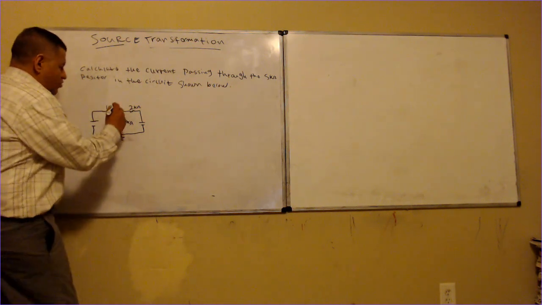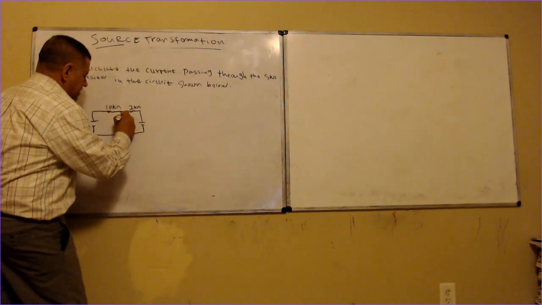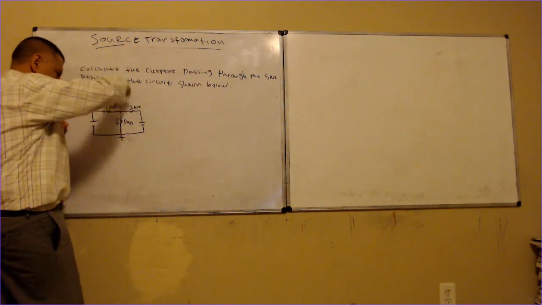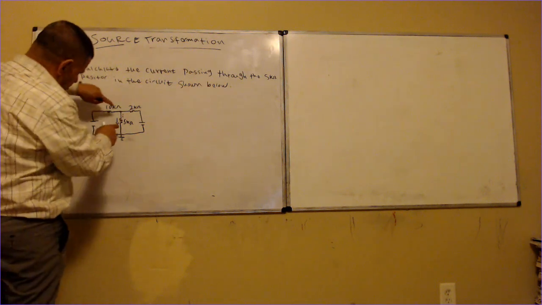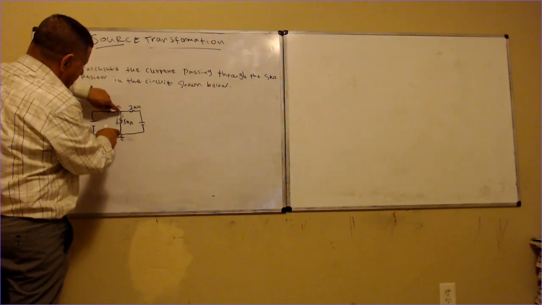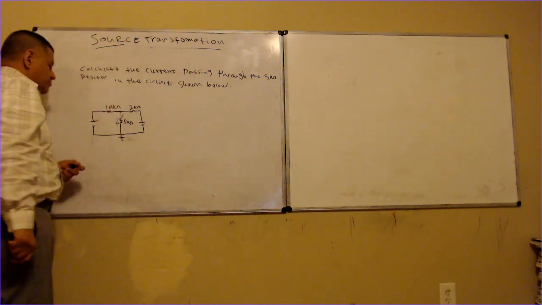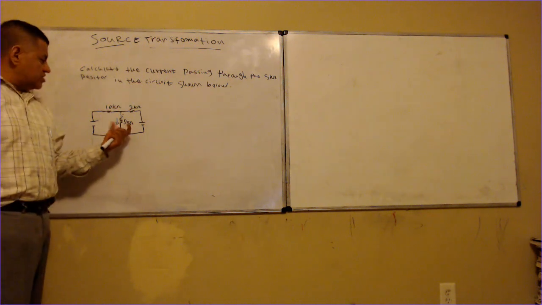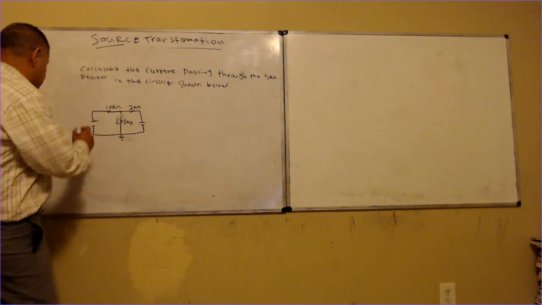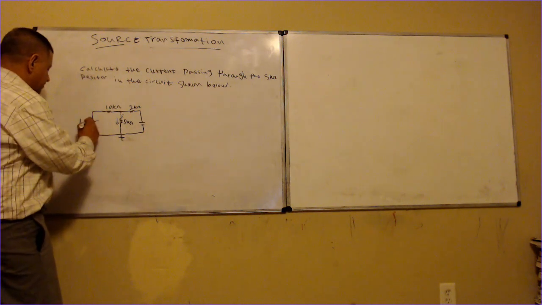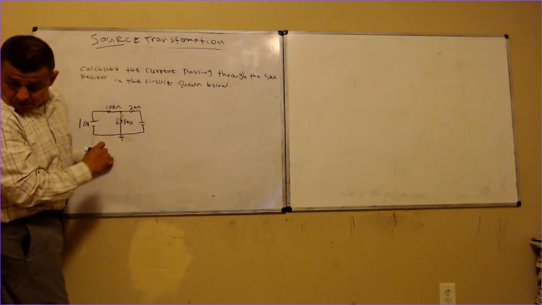So this is what I'm looking for: the current I going through that resistor. In other words, if you put your current meter in that resistor between ground and that node, you will measure the current going through that resistor. But we have two voltage sources, one here and another one here. The values are 10 volts and 5 volts.